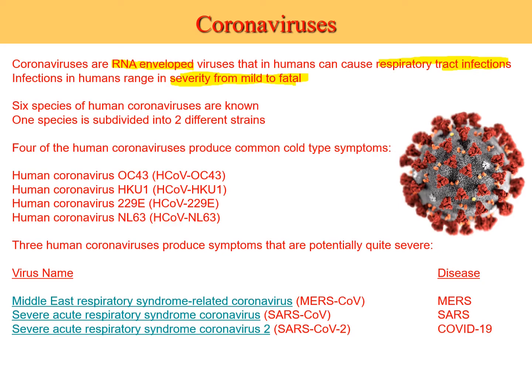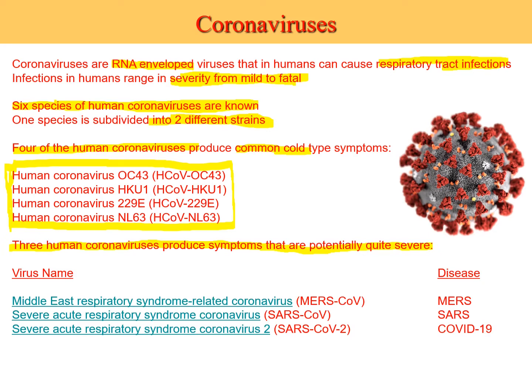There are 6 known species of coronaviruses that infect humans. One of them is subdivided into 2 different strains. So there are a total of 7 different types or strains that can infect humans. 4 of them have been recognized for quite a while, and they produce common cold type symptoms. And they're listed here. I wouldn't want you to try and memorize this. Just know that there are 4 species that cause the common cold.